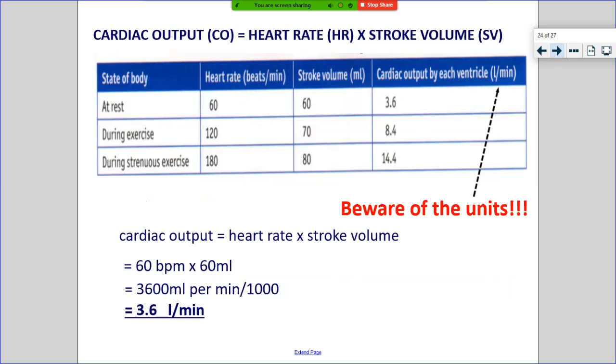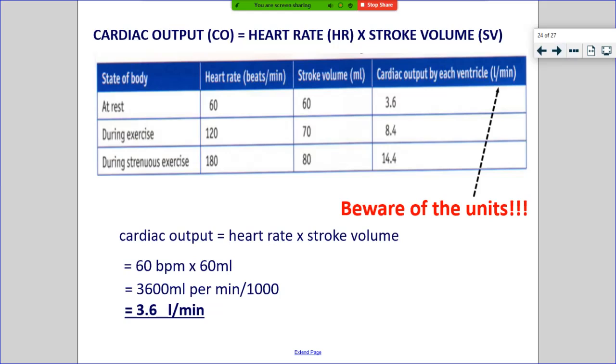There's an example here. So at rest, the heart rate of this individual is 60 and the stroke volume is 60 milliliters. So if you take those two, put it into the equation, cardiac output equals heart rate multiplied by stroke volume, 60 beats per minute times by 60 milliliters, you end up with 3,600 milliliters per minute.